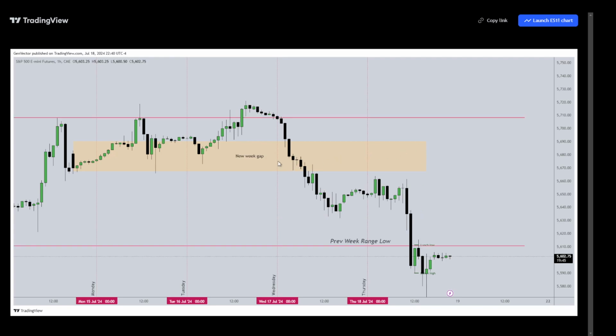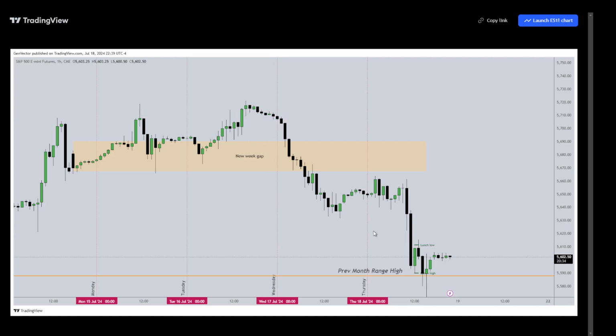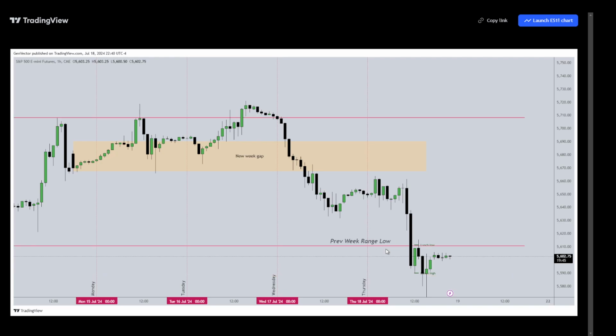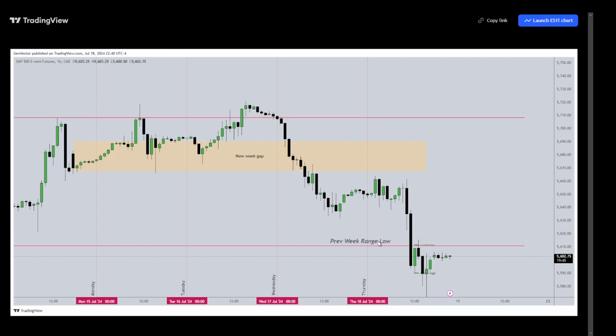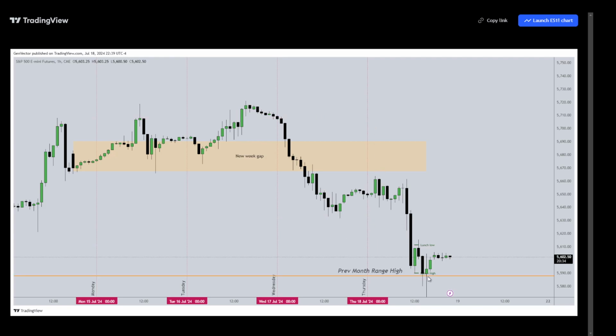So other ranges we need to keep in mind: the previous week's range, pink line, high and low, as well as the monthly range, previous month's high is at the orange line. So let's see if I can do this right. Previous week's range, previous day's range, previous month's range. We're going to track all of those.